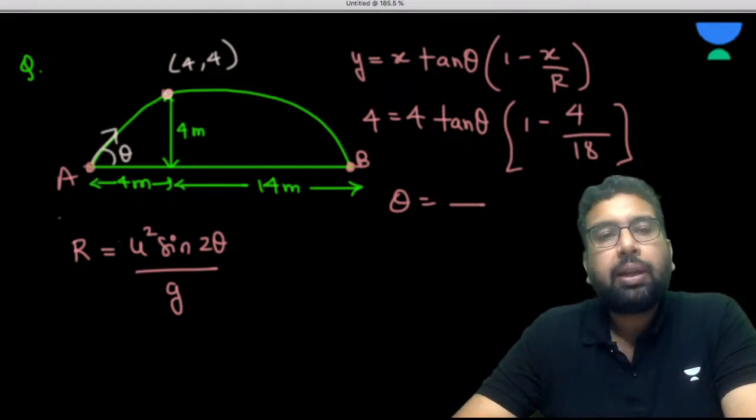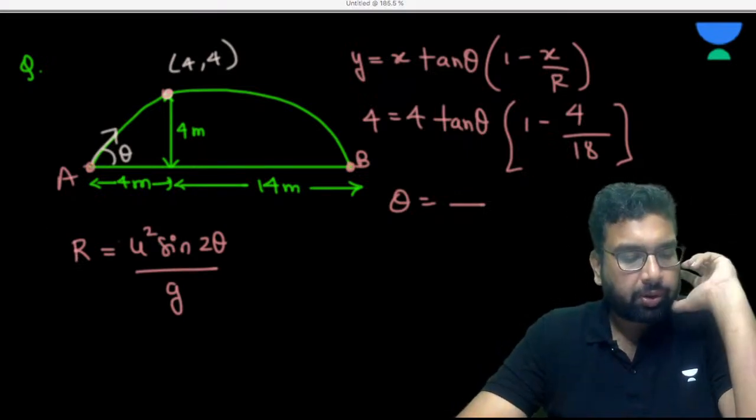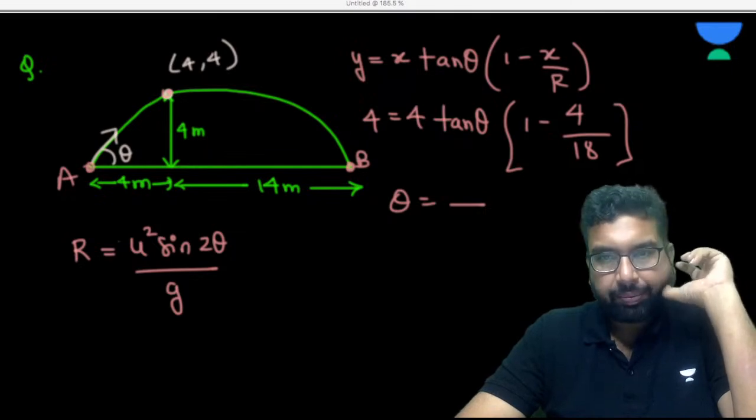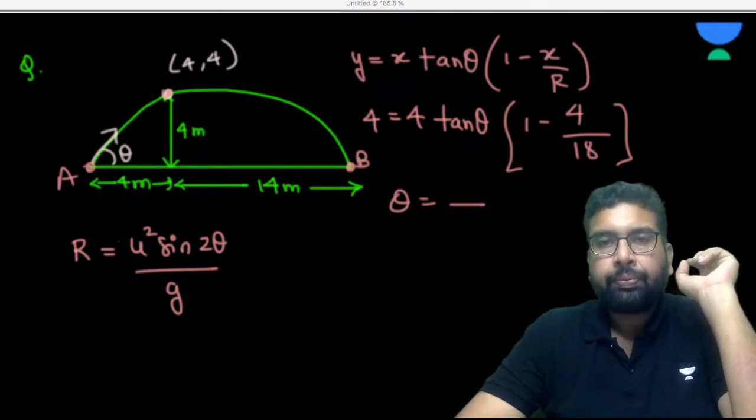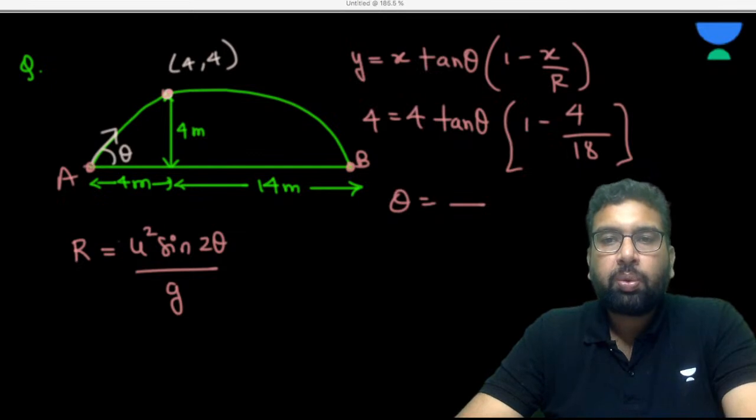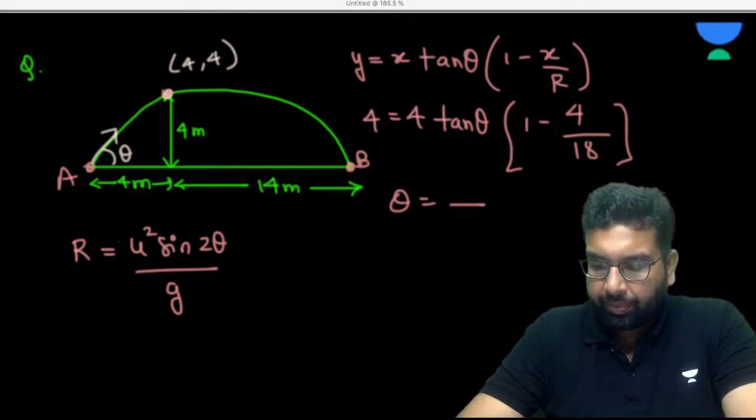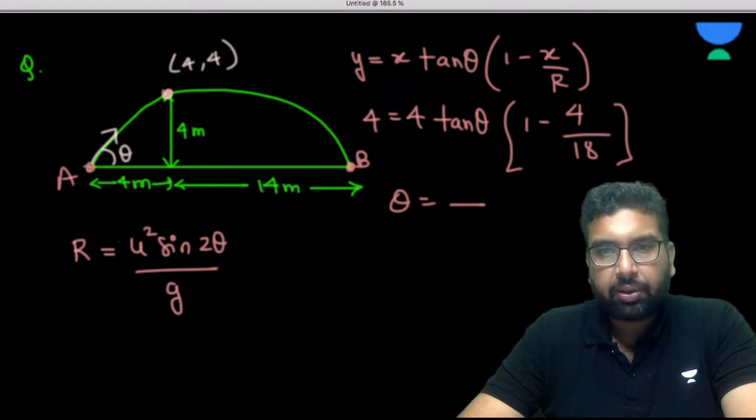Is it clear to you guys? Will you be able to do this kind of a question? Please answer me. Right? So this is the use of the equation of the trajectory. Bala, Shisa, you have understood this?